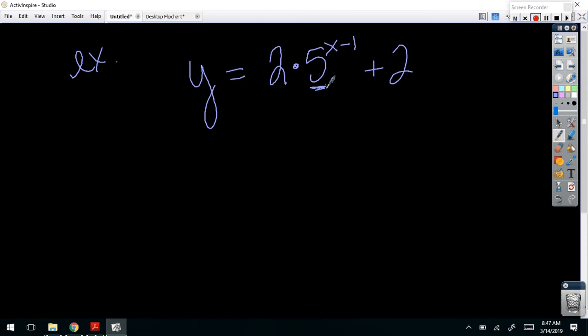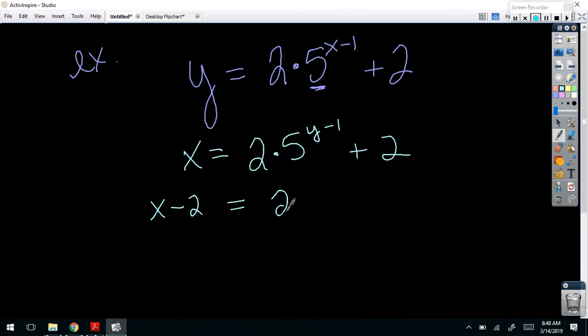All right. As I find the inverse, I switch x and y. Yes? Say yes because that's the right answer. Okay, x equals 2 times 5 to the y minus 1 plus 2. My second step is to isolate. What do I do to isolate? Subtract 2. Good job. And divide by 2, since the 2 is hooked to that exponential piece as well. You could do 1/2 x, but then you have to do minus 1.